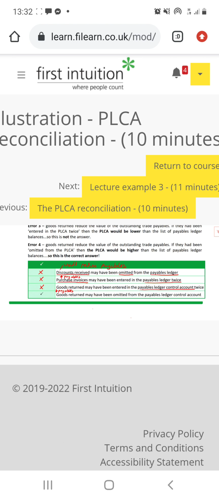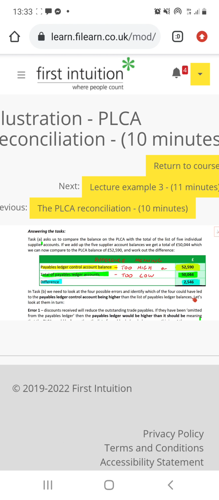Now, obviously, I know we did have to tick in the box for the last one, but let's just check our logic here, make sure it is actually correct. Because they've said goods returned may have been omitted from the payables ledger control account. Well, as we just said, goods returned would reduce down payables, okay? Now, if they're saying they've been omitted, in other words, there's a whole bunch of debit transactions that should be applied to this payables ledger control account, and if we haven't done that, it means there's a big debit balance to apply to make that 52,590 smaller. And that's exactly what I'm looking for.